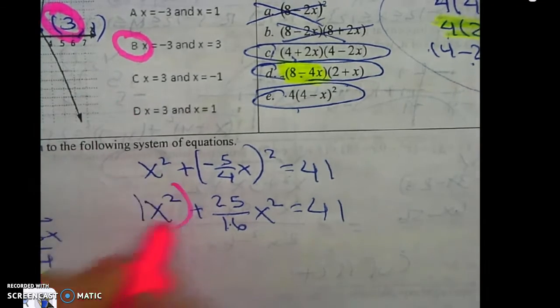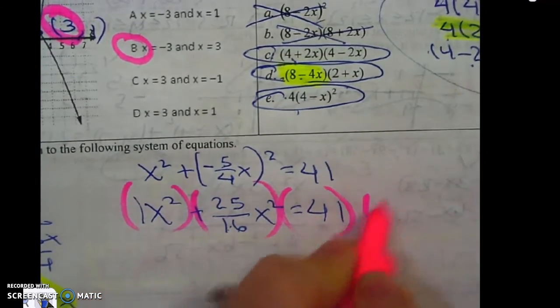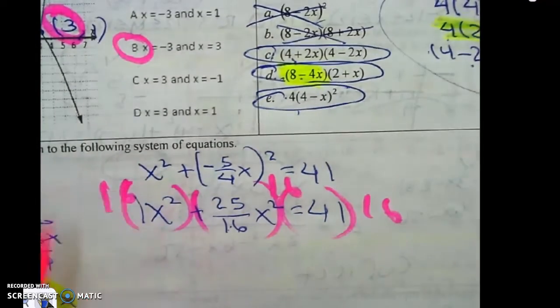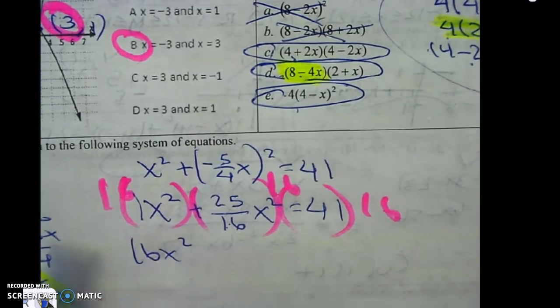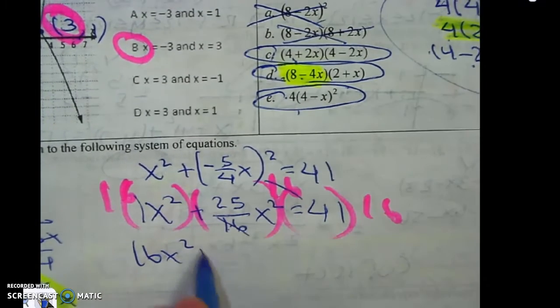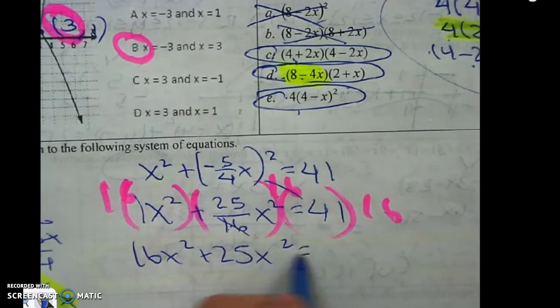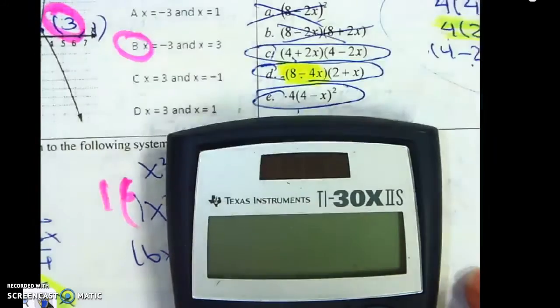So what I would prefer to do is get rid of the fraction. Again, do whatever you want. But what I do to one, I have to do to all. So I'm going to multiply by 16, 16, and 16. And when I do that, I get 16x squared, this 16 goes away, plus 25x squared. And 41 times 16, I'm not going to pretend I'm that cool. 41 times 16, and I get 656.